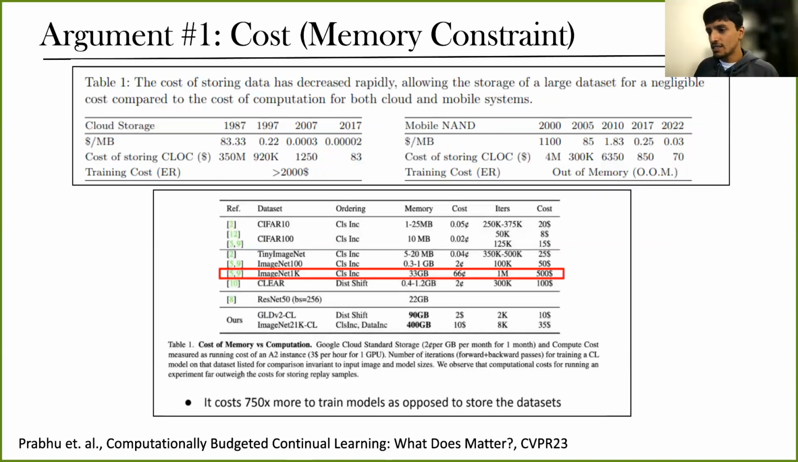Let's see for offline continual learning. It's very similar. Memory is very cheap. It costs 750 times more to train models than to store datasets. It's very unclear why cost would be an assumption. It's just not reflective of reality. We should discard this assumption.